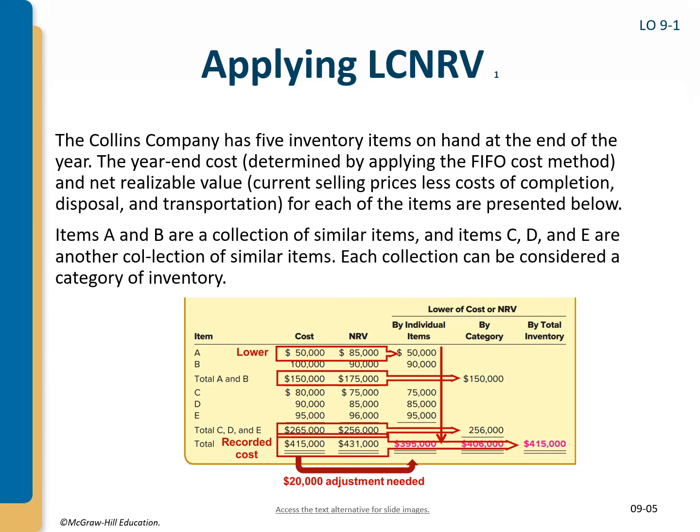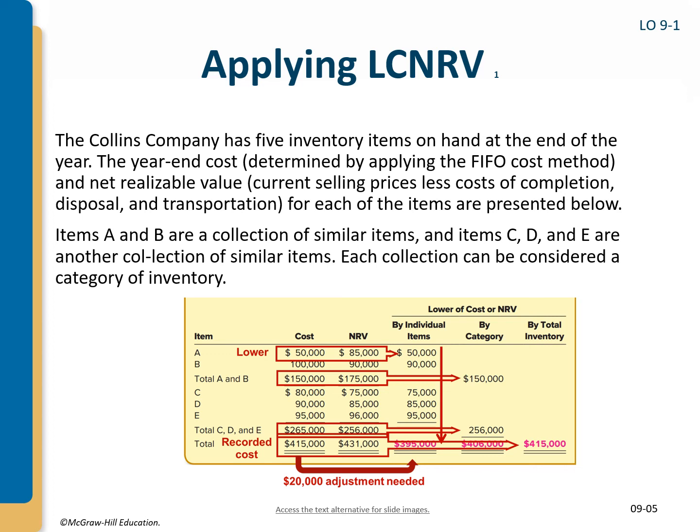So applying this, here's Collins. I know this is kind of small. It should be in your book though. Collins Company has 5 inventory items on hand at the end of the year. The year-end cost, they use FIFO, and net realizable value, so the current selling price less the cost to complete it, for each item are listed below. So items A and B are a collection of similar items, and items C, D, and E are another collection of similar items. Each collection can be considered a category of inventory.